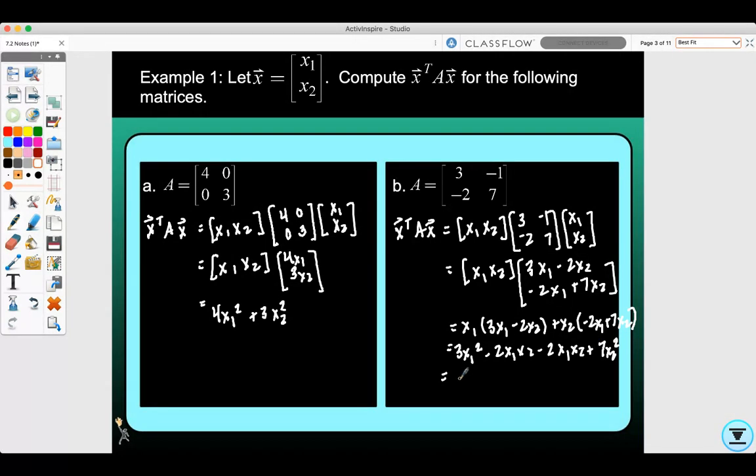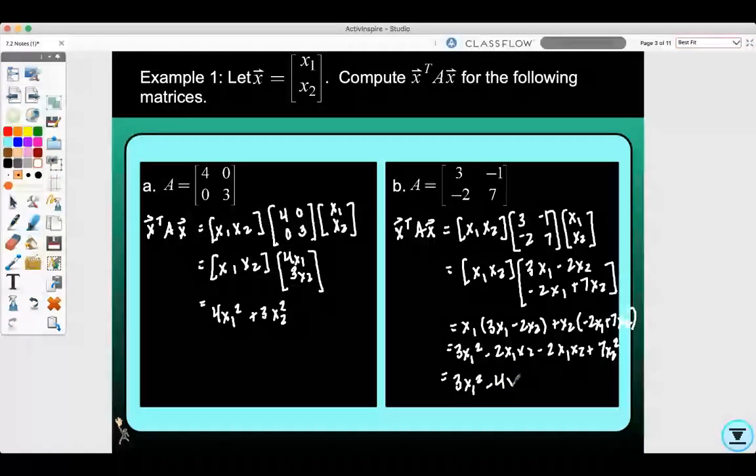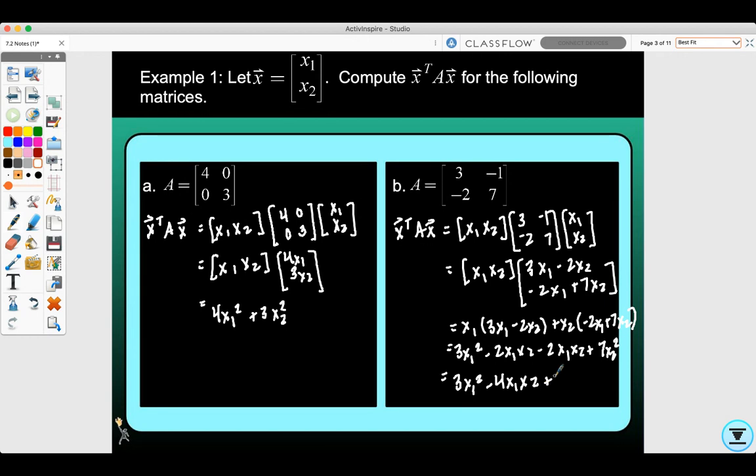This would then be 3x1 squared minus 4x1 x2 plus 7x2 squared. Notice we have a cross product term. So here is our cross product term, and that's because the off-diagonal entries are not zeros.